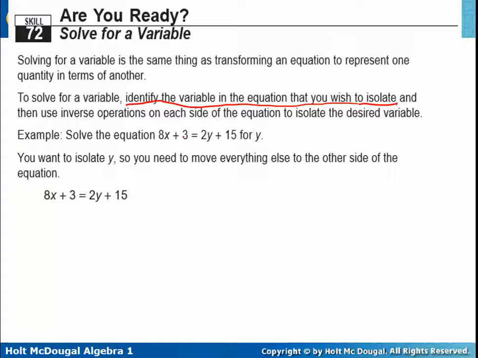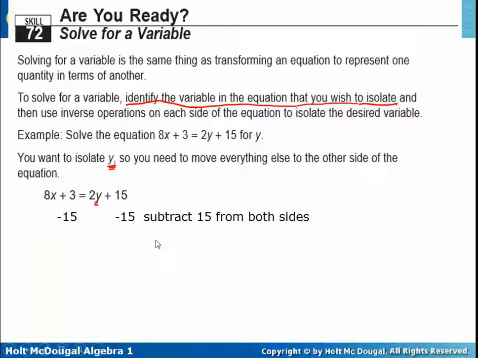Let's look at this example. If we want to solve 8x plus 3 equals 2y plus 15 for y, the first thing we need to do is say, what are we looking for? We're looking for the y. Here is the y. So everything else we have to get rid of. We need to get rid of the plus 15. We need to get rid of the 2. So let's see how we'll do that.